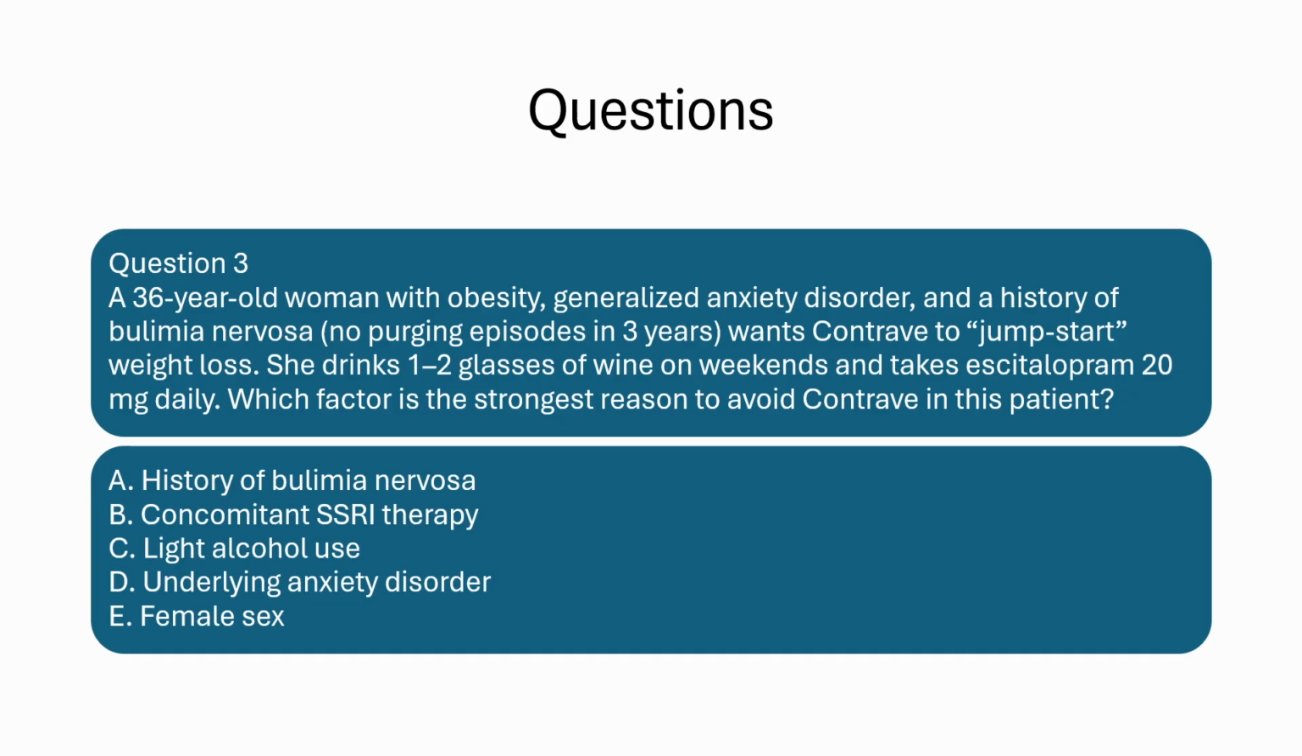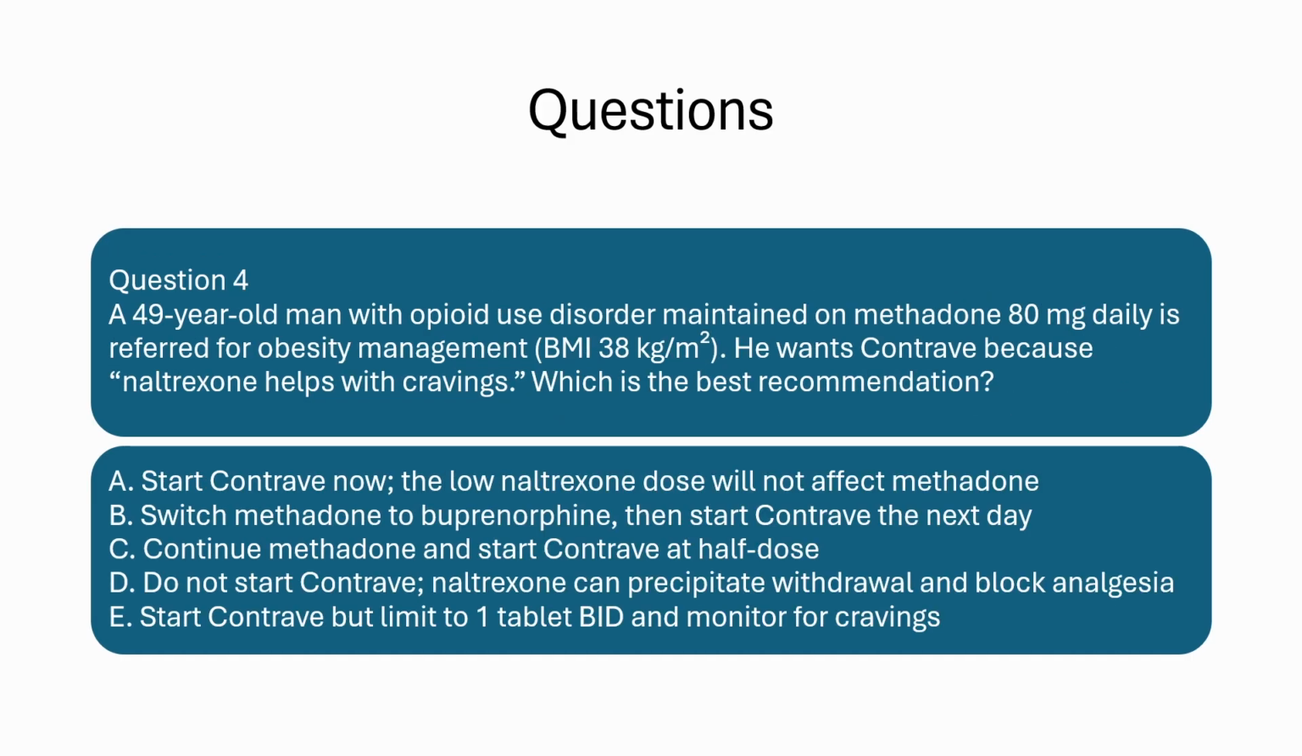A 36-year-old woman with obesity, generalized anxiety disorder, and a history of bulimia nervosa with no purging episodes in the last 3 years wants Contrave to jumpstart weight loss. She drinks 1 to 2 glasses of wine on weekends and takes escitalopram 20 mg daily. Which factor is the strongest reason to avoid Contrave in this patient? The answer is alpha.